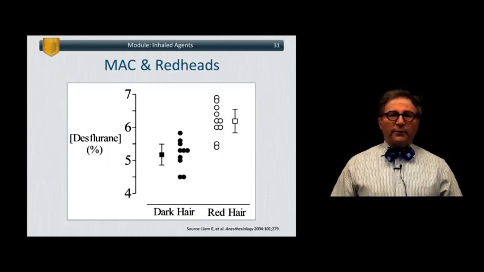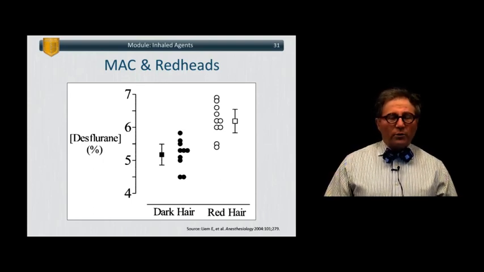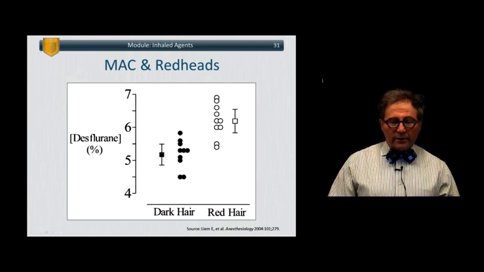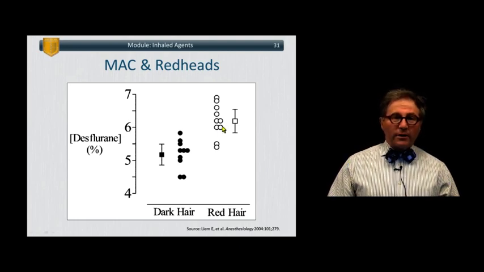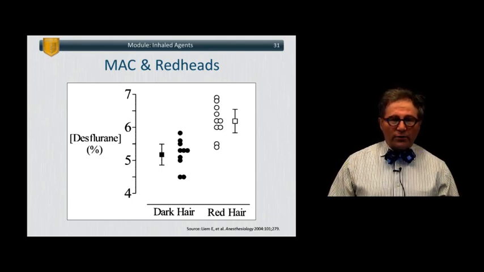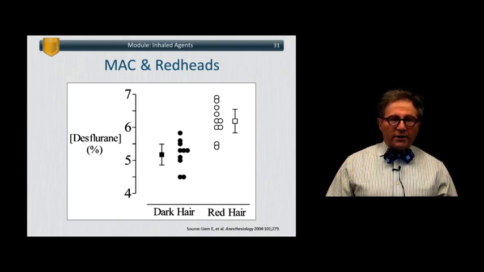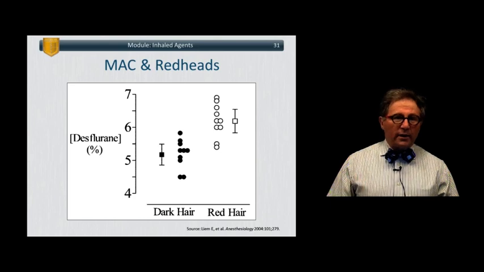Also interesting are data that showed in patients who were homozygote for red hair that their MAC is about 15 to 20% greater than in children and adults who are brunettes and aren't homozygote for red hair. So that suggests that we need to increase the MAC in these patients.